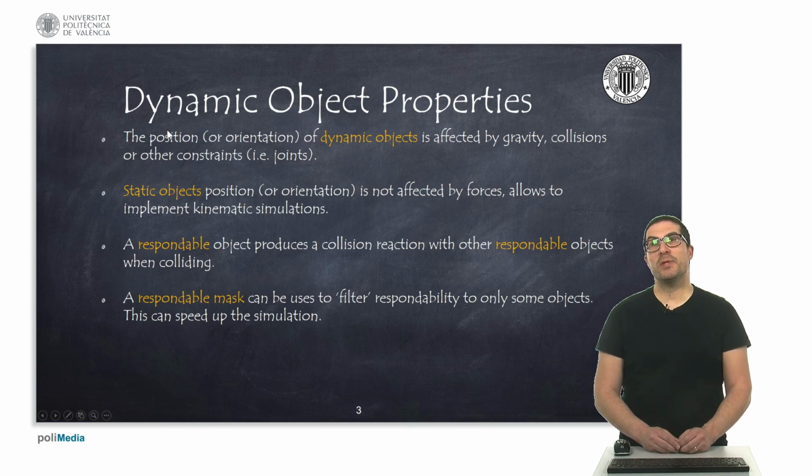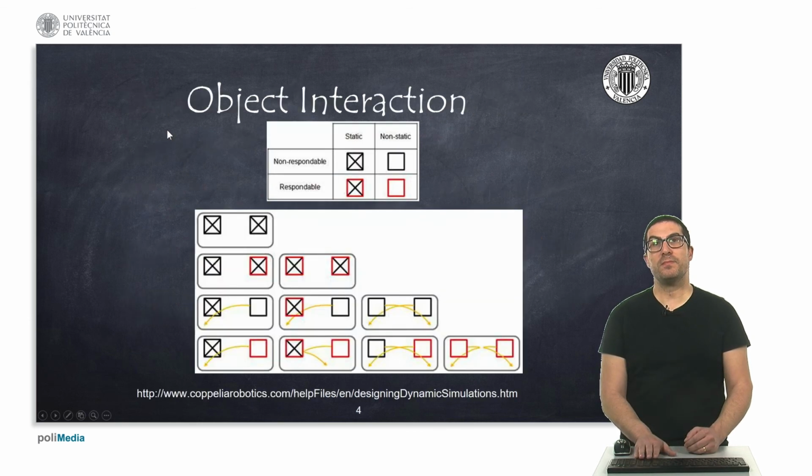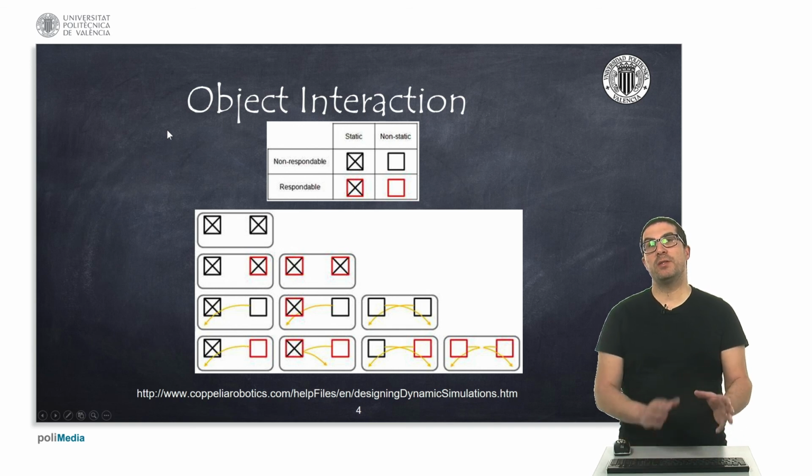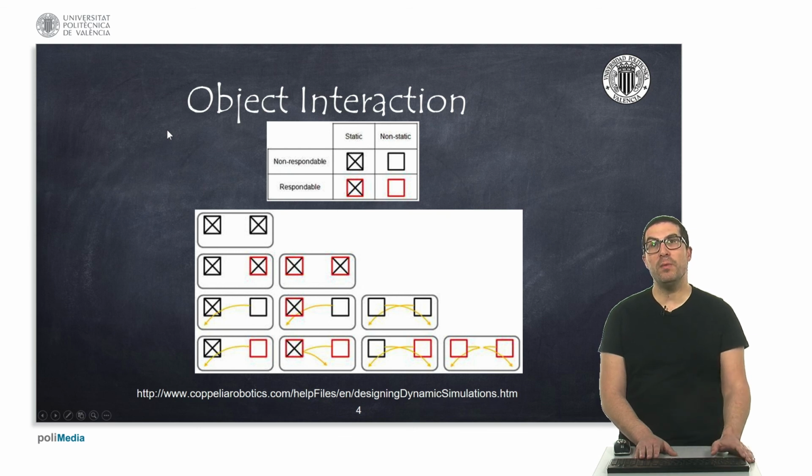In addition to this, objects can also be reactive. Reactive is a property which in this simulator is known as respondable, and basically it implies that a reactive object can react against another object, also another reactive object, if there's a collision. So here I will explain the object interaction map. If you want further information, you have to follow the link I show you below.